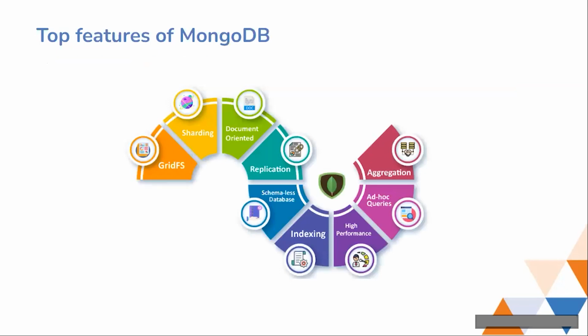Okay, please go on to the next slide. So here are some top features of MongoDB. Why do we actually use MongoDB? Because SQL is also a very great database system. GridFS is there, sharding is there. I am not going to explain everything, just telling the names of the features. It's document oriented. There is a replication option in MongoDB. It's schemaless, with an indexing option, high performance, ad hoc queries, and aggregation.